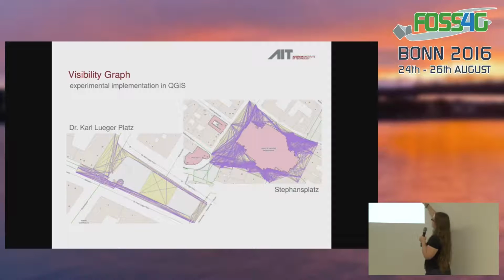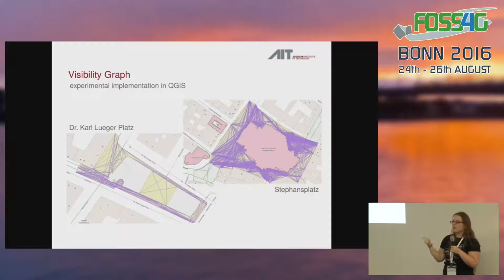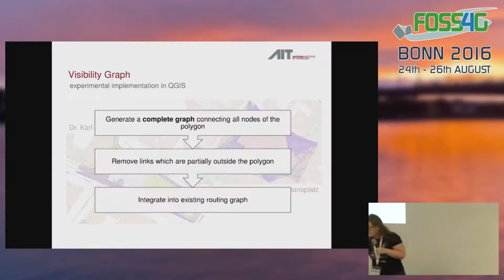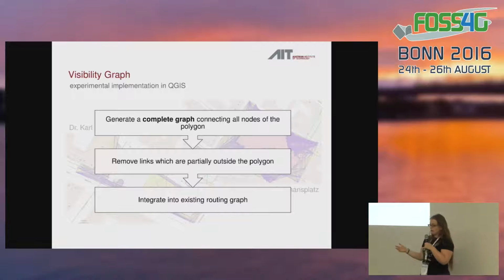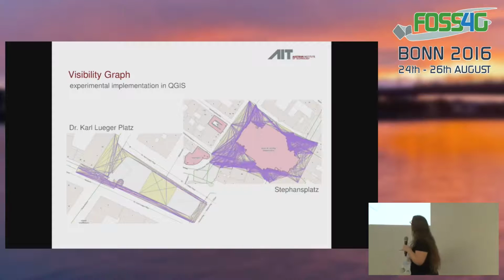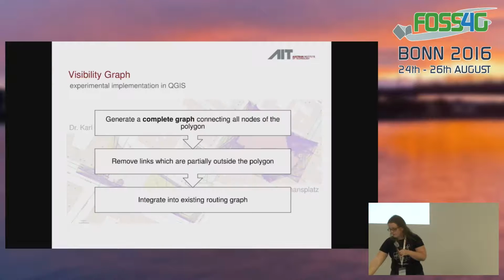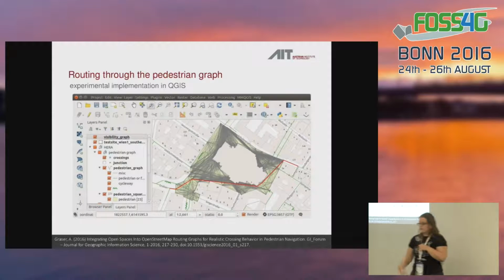That's actually a very nice example in the center of Vienna, Stephansplatz. And it shows very well that there's a lot of links that you have to insert for this solution. Because you generate the complete graph, then you remove all the links which are partially outside the polygon, either because they are just at the borders, or because they are crossing something that's inside the square. And the remaining ones you could integrate in the routing graph, and it works.